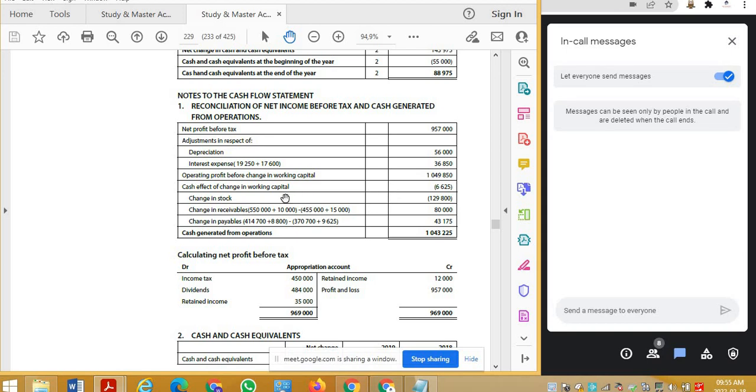Now let's look at the cash effect on the change in working capital. Now remember, the change in working capital is your opening balance minus your closing balance, right? Sometimes kids will get confused with, should it be in brackets or should it not be in brackets? How do you know? You've got to think about this logically. For me personally, I think about it logically. The change in stock, as you can see, it has decreased.